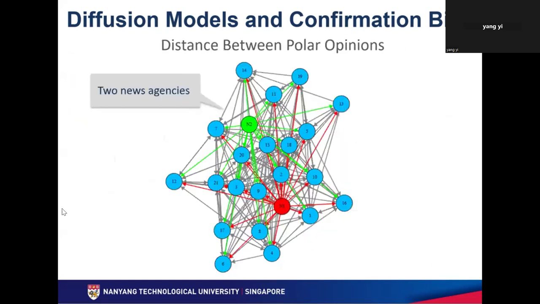Next, for the second experiment, they look at the distance between two polarized opinions adopted by two news agencies, and how the distance between these opinions impacts the opinion dynamics. So here are two news agencies. As you can see in the network, they are denoted by the green and the red nodes. And all the rest of the users have access to the news agencies.